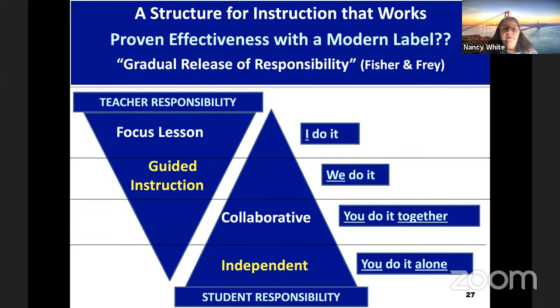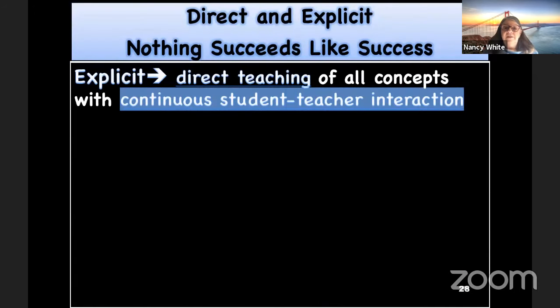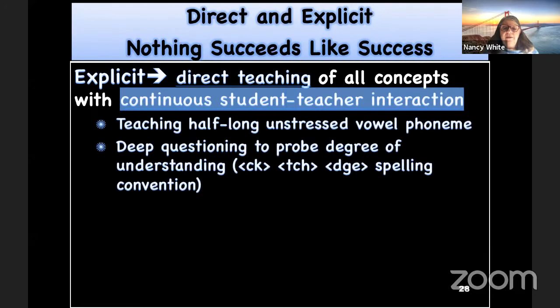And you don't want, in a paired situation, to have one student doing all the talking and the other one not, because the one who's not probably is the one who needs to do it even more. Nothing succeeds like success. So again, emphasizing that continuous student-teacher interaction, constant questioning. Okay, this is an example.